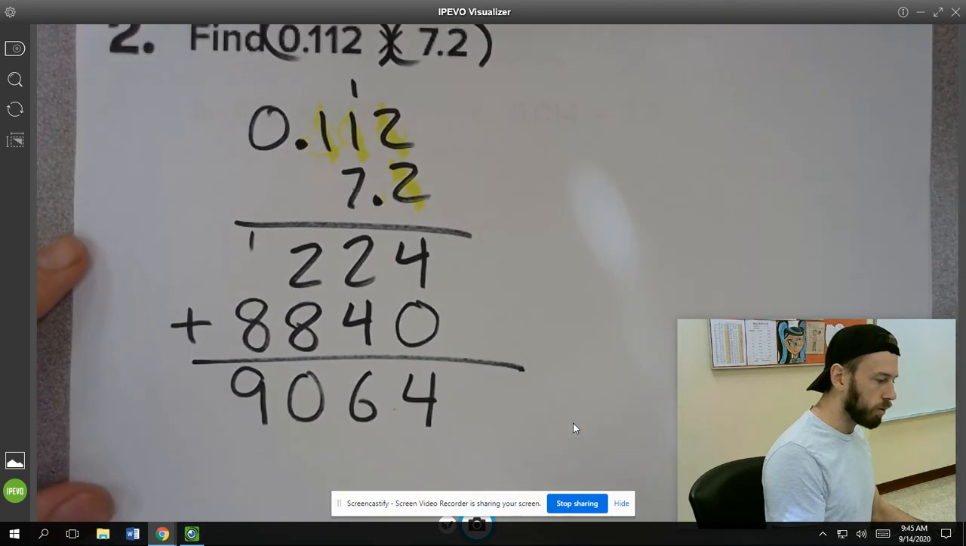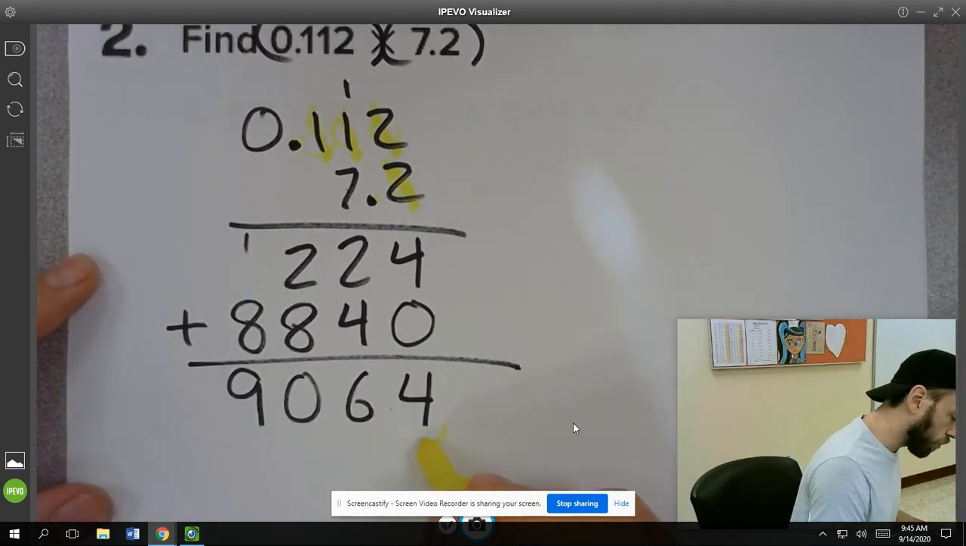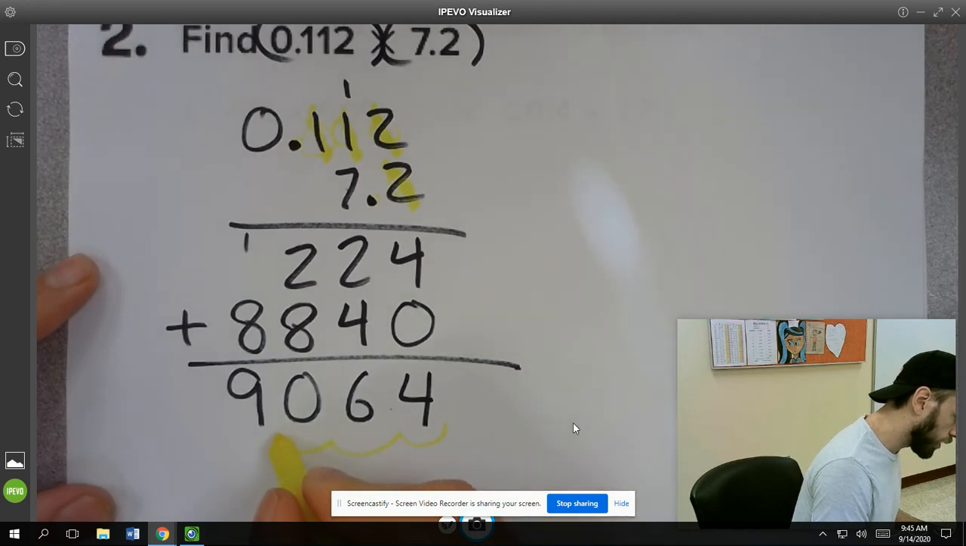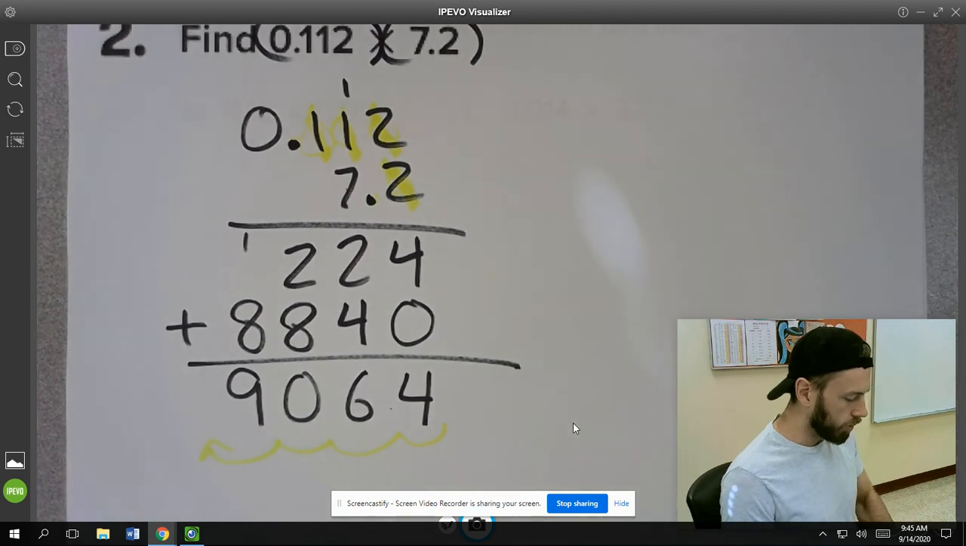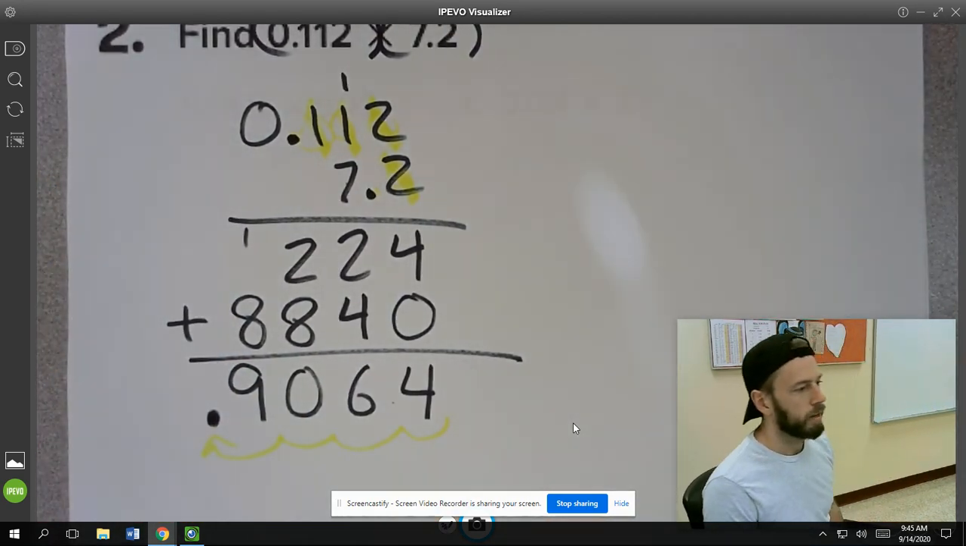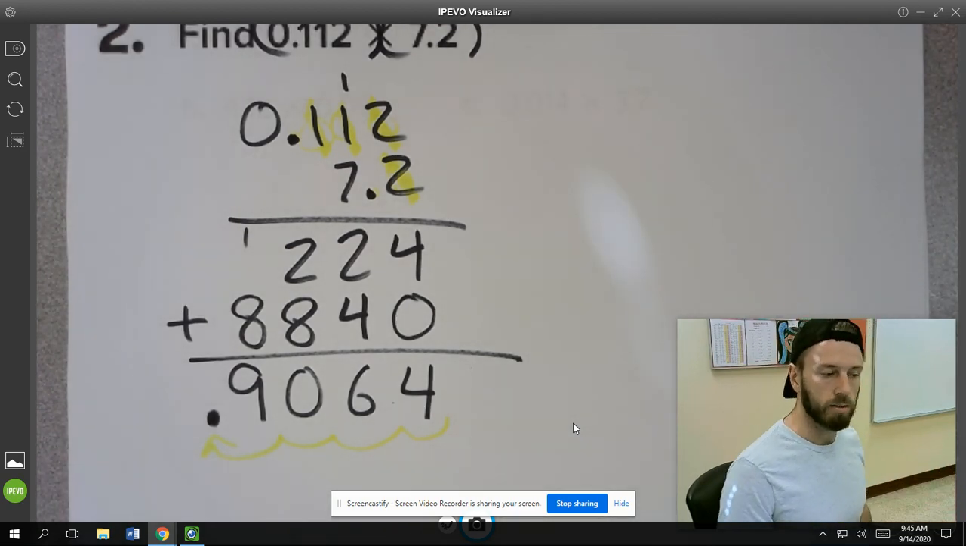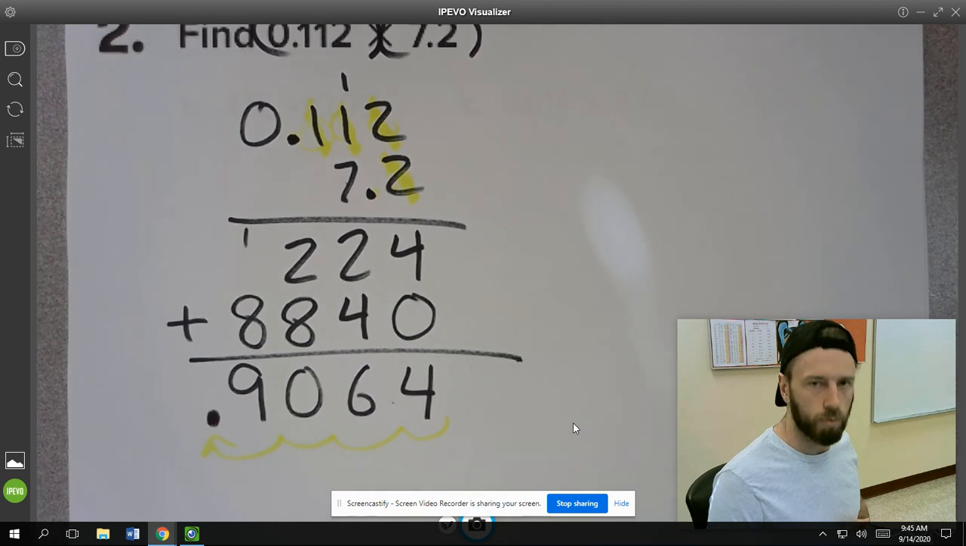So then what we do is we go down into our problem and we start from the far right here and we count over 1, 2, 3, 4 total decimal places. And that means that we would place our decimal right there for an answer of 9,064 ten-thousandths, or 0.9064.